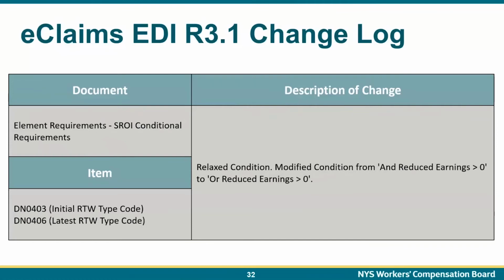For eClaims change log number 50, the SROI conditional requirements were updated on the element requirement table for DN 403, initial return to work type code, and DN 406, latest return to work type code. We again relaxed the condition and we modified the condition from "and reduced earnings greater than 0" to "or reduced earnings greater than 0."